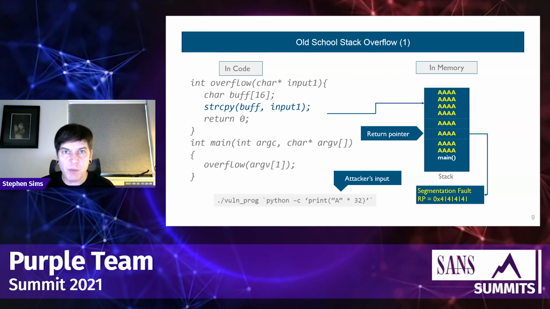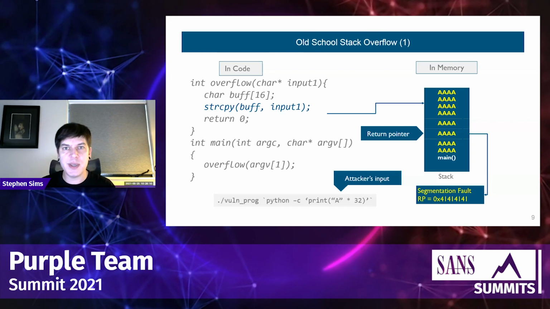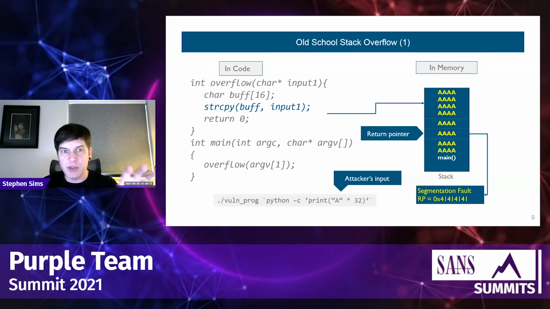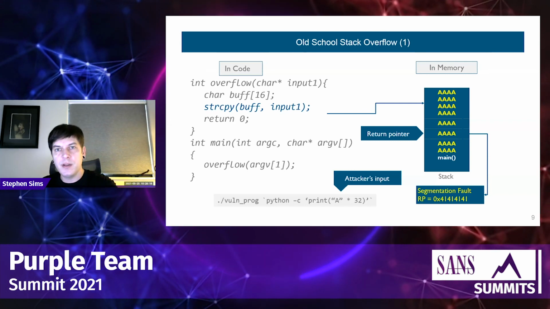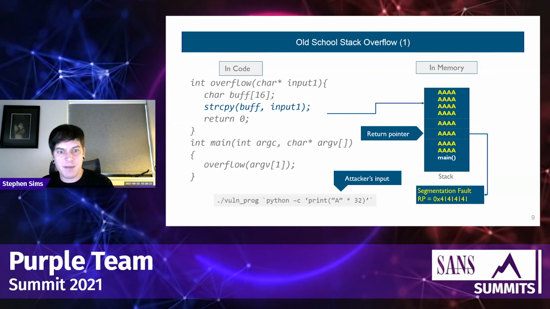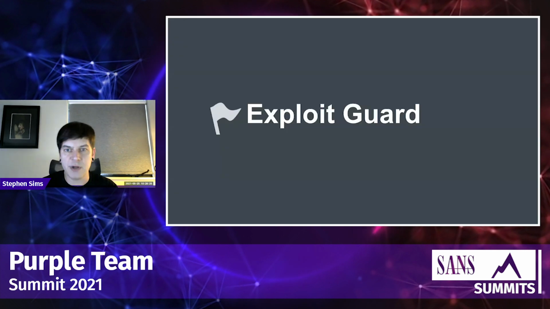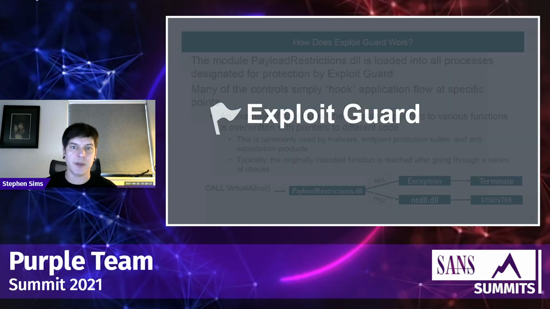The only reason I wanted to walk through this is to get you thinking, while we go through these mitigations, how could we have stopped this from occurring? The root cause is the use of strcpy here. How can we protect it if that root cause can't be removed, if we can't go and fix the code? What's there to protect us? So that's what we're going to talk about, Exploit Guard.